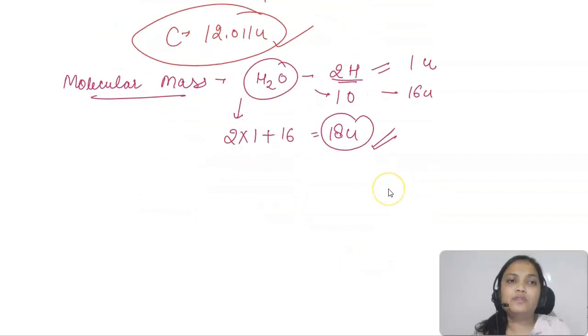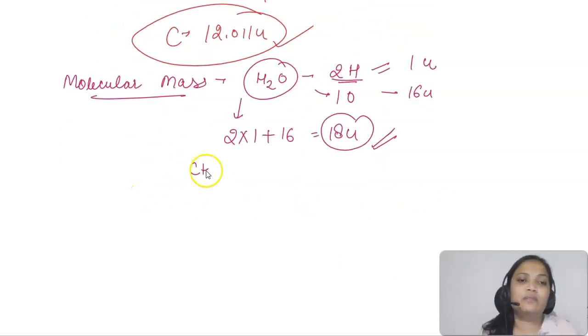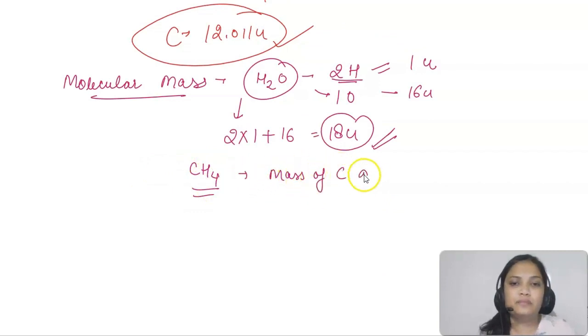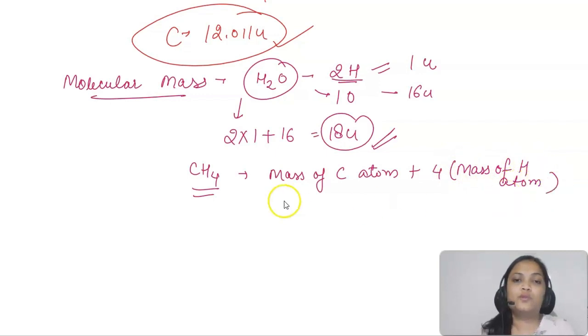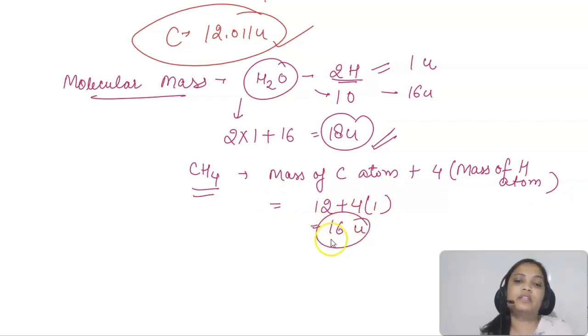In the same way, students, you can calculate the molecular mass of methane. Let's say CH4. It will be the mass of one carbon atom plus, since there are 4 hydrogens, 4 into mass of hydrogen atom. So what would that be? It would be 12 plus 4 into 1, 16 AMU or 16 U. So these are the values we can use.